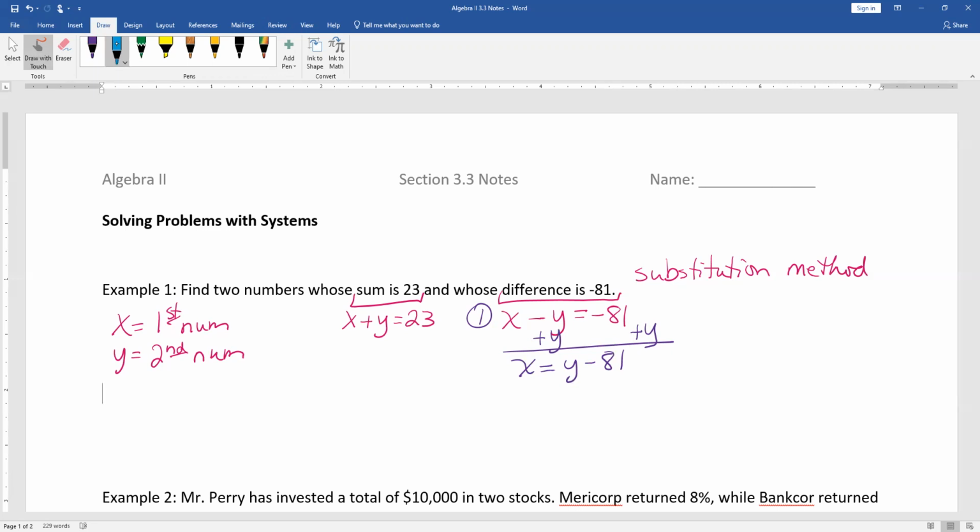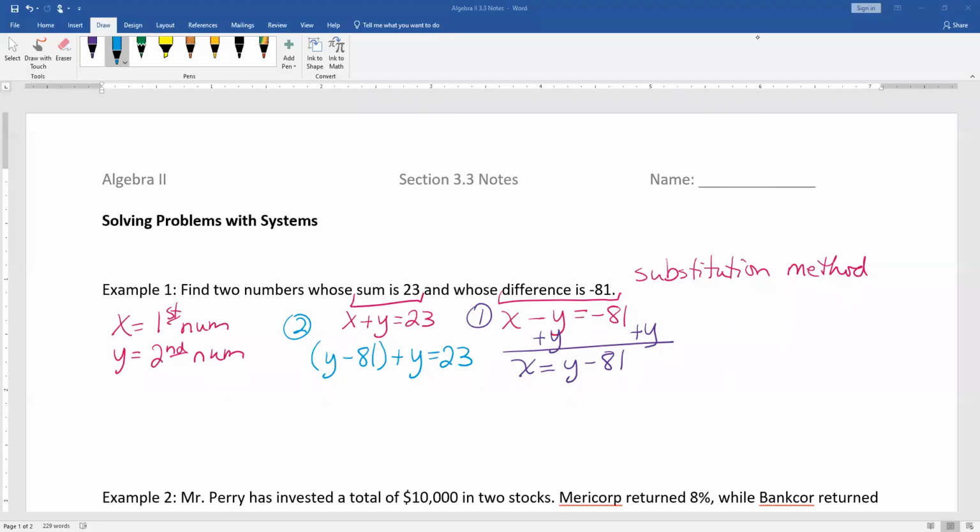So if x equals y minus 81, I'm going to plug that into my other equation. For x, I'm going to put y minus 81, and then plus y equals 23. We don't really need these parentheses because this is all plus and minus and we're not distributing anything. So this is y minus 81 plus y equals 23.